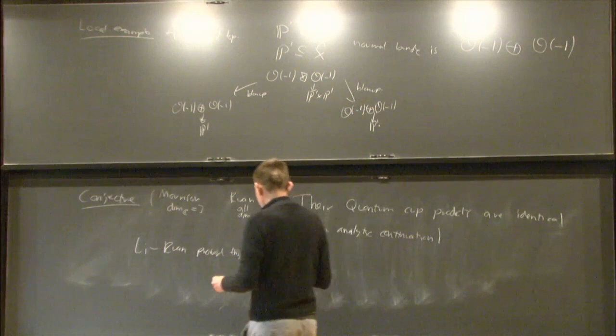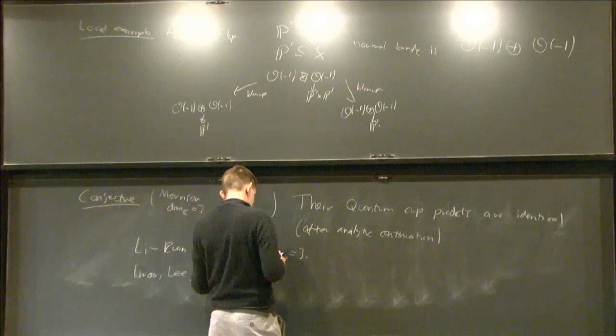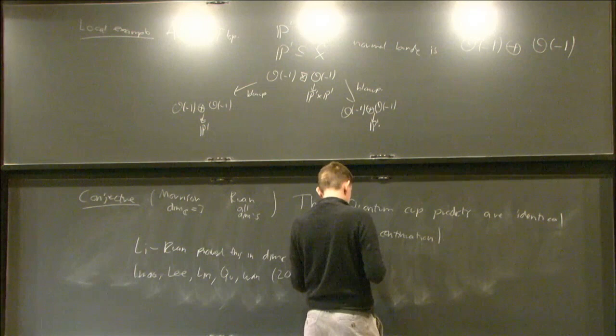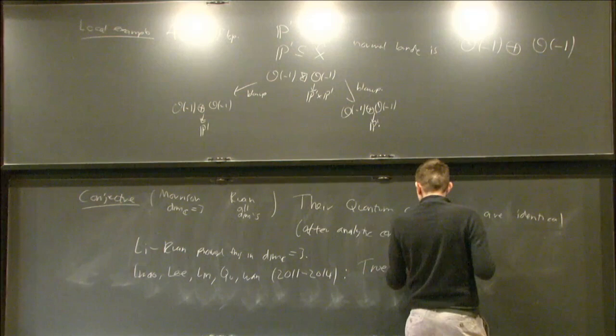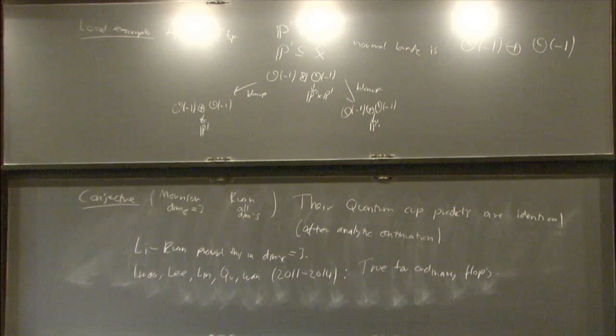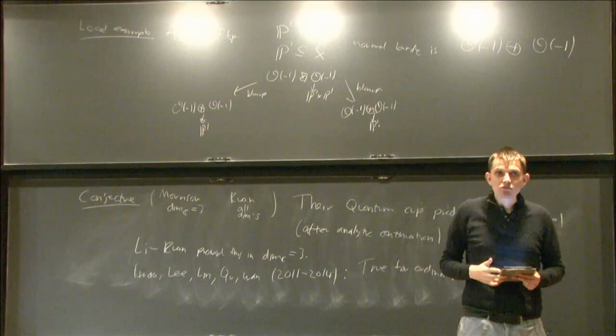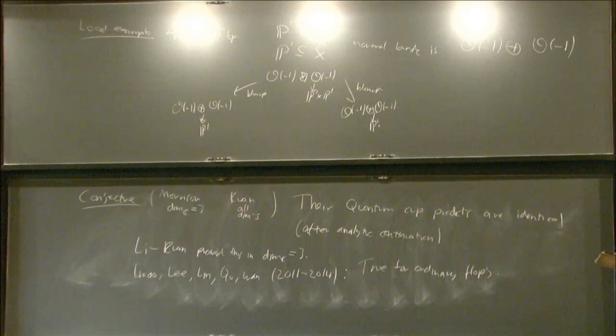Okay. And then the following people, Iwao, Lee, Lin, Wang, that's a bunch of papers from 2011 to 2014, they prove this for something called ordinary flops. Okay, what's an ordinary flop? It's a parameterized version of the Atiyah flop, where P1 is replaced by PN. So it's just a mild generalization of the Atiyah flop, what you would naively try and do, I think.